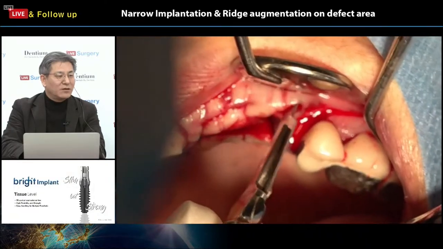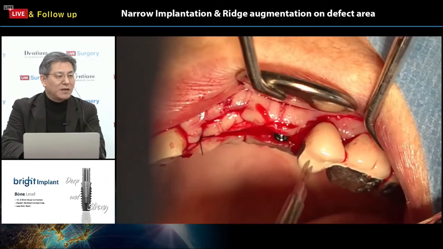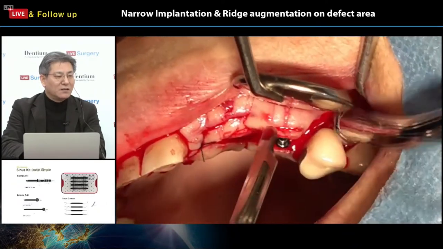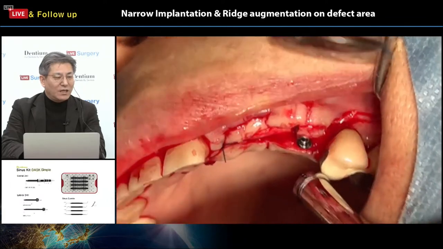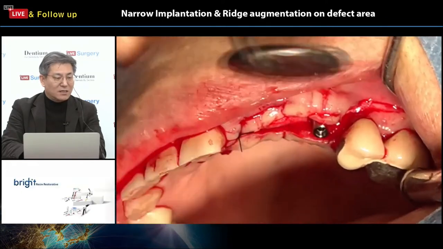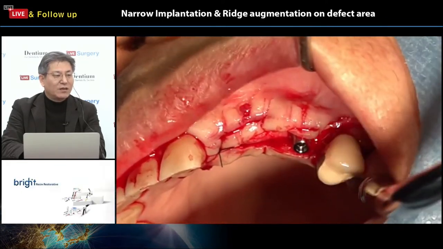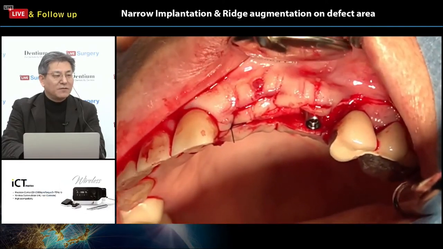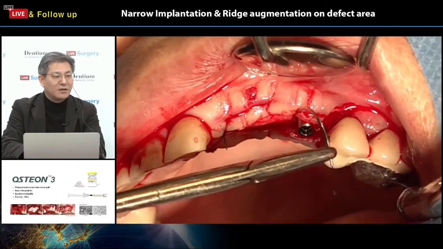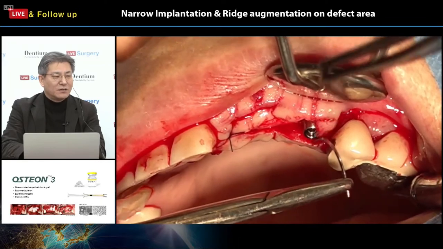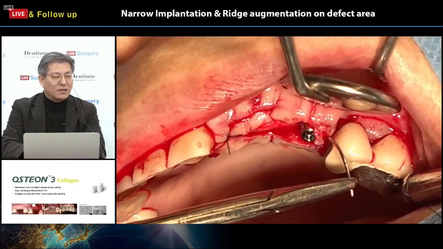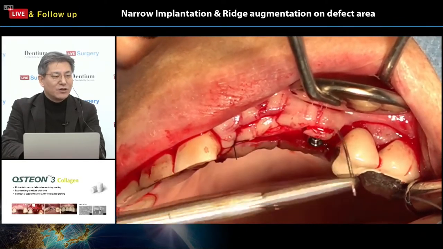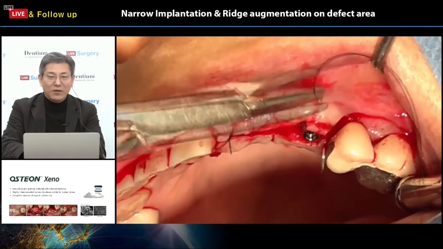Yeah, a little bit modify the flap, make a palachi style, filled with this soft tissue between number 24 implant fixture and number 25, the crown area. In future, these connective tissues will be interdental papilla.